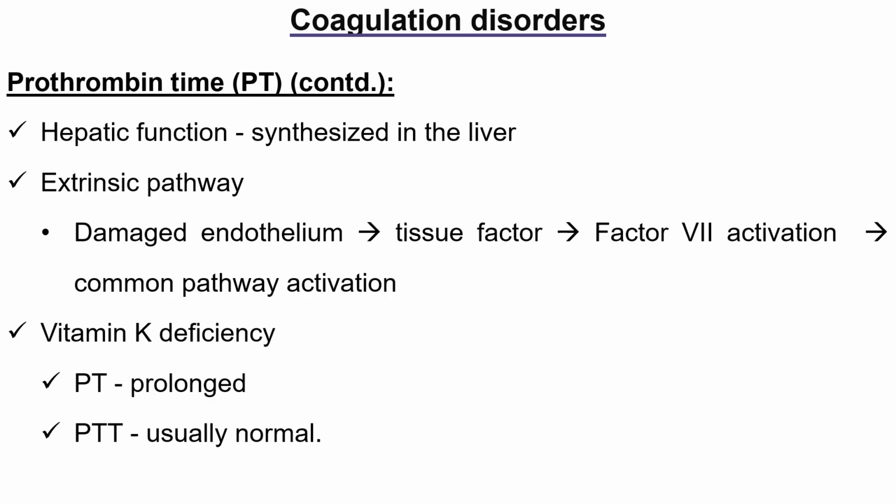What happens in extrinsic pathway is that there is a damaged endothelium that leads to the release of tissue factor, leading to factor 7 activation and common pathway activation.